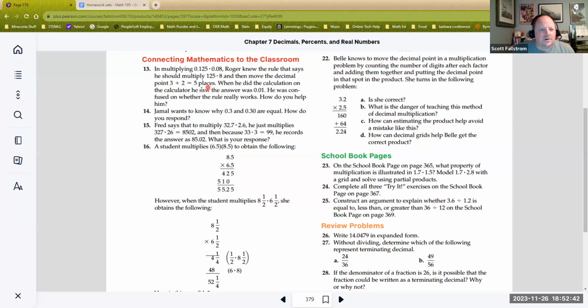In multiplying 0.125 times 0.08, Roger knew the rule says he should multiply 125 times 8, then move the decimal point 5 places. When he did the calculation on the calculator, he saw the answer was 0.01, and he was really confused because the rule doesn't seem to be working. If the rule worked, he should have 5 decimal places, but the calculator said he only has 2. How do you help this student? How do you help Roger?